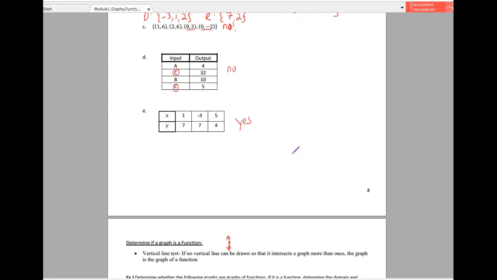Going down to our next set, that was a function. Here, remember the x is the input, the y is the output. So for my domain, the values I used were 1, -3, and 5. Sometimes it's a little bit more standard to write small to large, so you might write -3, 1, 5. And I particularly don't care. So again, I see a repeat here. I'm just going to write 7 once.